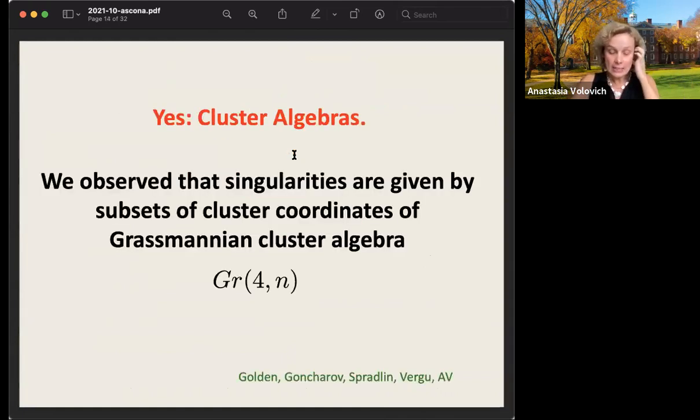And indeed, for 6 and 7 points, before the new data at 8 and 9 came up, we observed that the singularities are given by a subset of cluster coordinates of the Grassmannian cluster algebra.